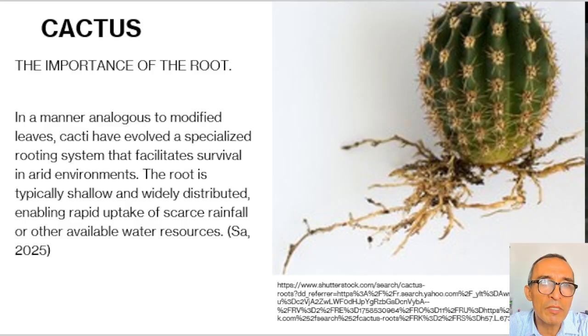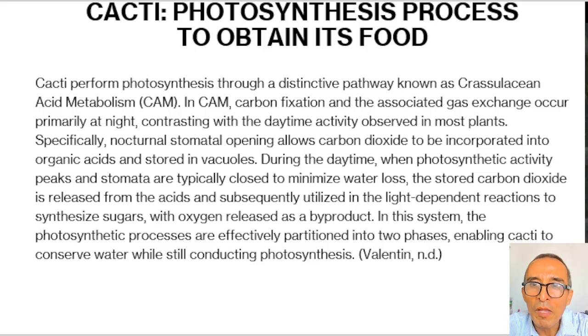It's very important in cactus, the root. Cacti have evolved the rooting to facilitate survival in arid environments. The root is typically shallow and widely distributed to try to get as much water as possible from the environment where it develops, because of the scarce rainfall or other available water resources. But how is the process of photosynthesis to obtain its food?